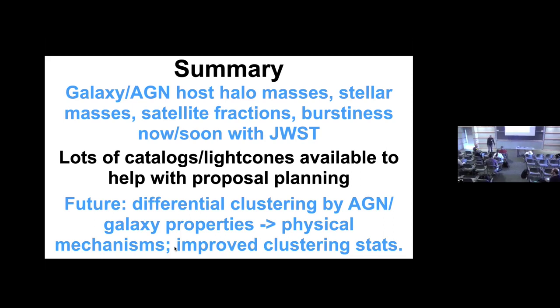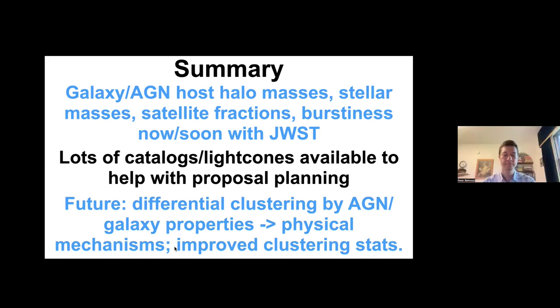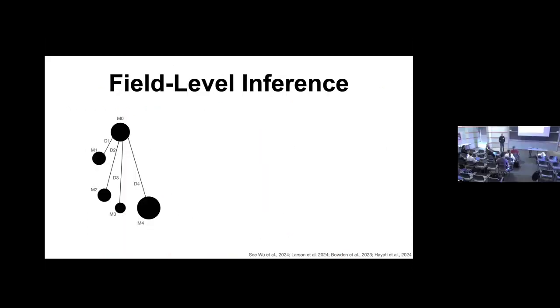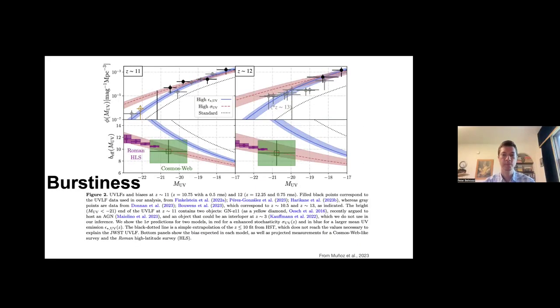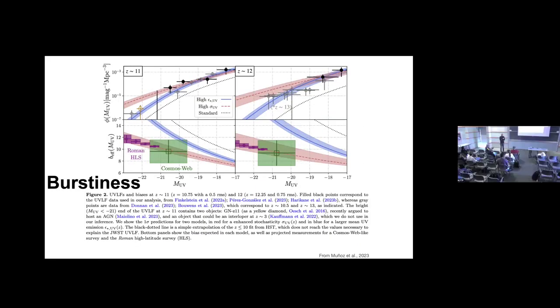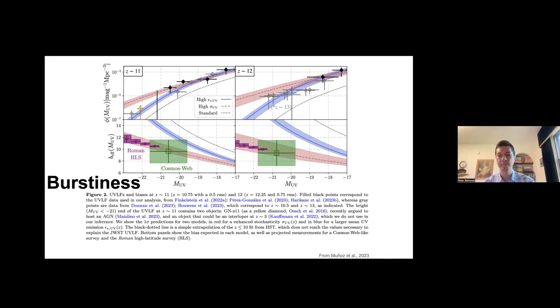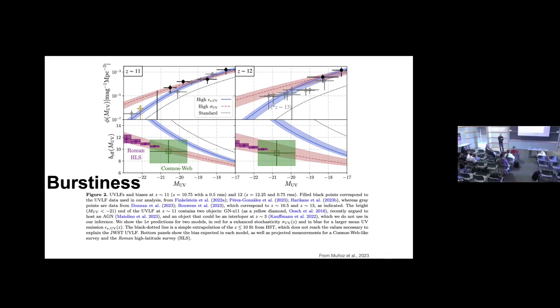Hi, Peter, it's Marta. I want to ask a clarification on something that perhaps I misunderstood. You showed that burstiness affects clustering if galaxies are scattered. But then you said, when talking about selecting different samples, that stochastic processes don't affect clustering. So I'm confused about this. Can you clarify?